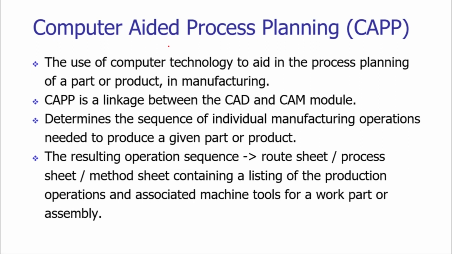Computer aided process planning is a very vital, very important aspect of CAD CAM. We are using computers for designing, and we are using computers for manufacturing. Both of these things we have seen, but there has to be a bridge, some sort of linkage between the CAD and CAM, and that would be done by the process planning with the help of computers. So that is called computer aided process planning.